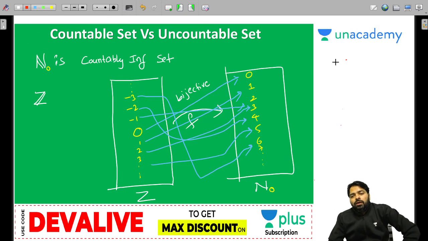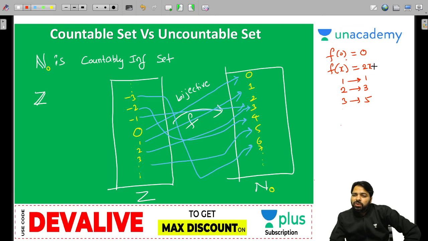Look at now. f of 0 is 0. And f of x is equal to, look at all the positive numbers. 1 maps to 1, 2 maps to 3, and 3 maps to 5. What is the relation, guys? 2x minus 1 when x is positive.